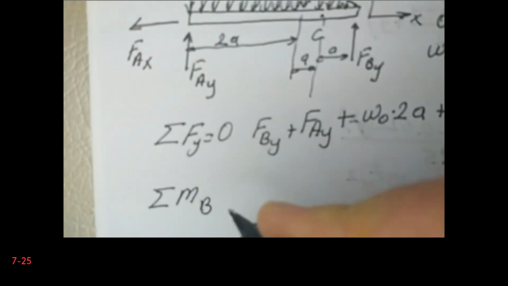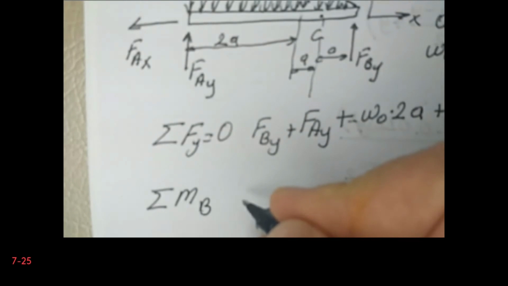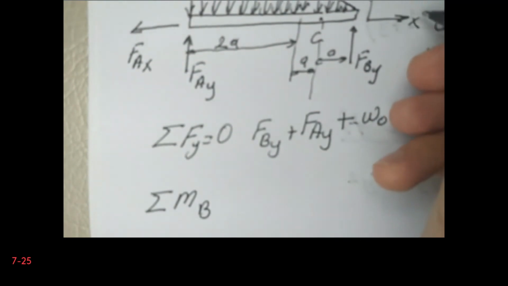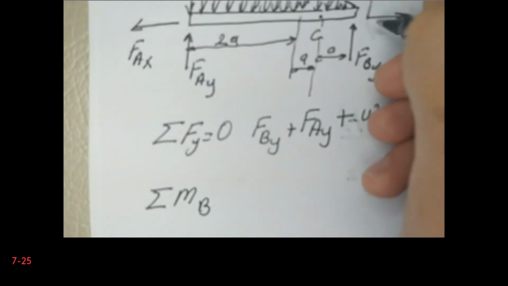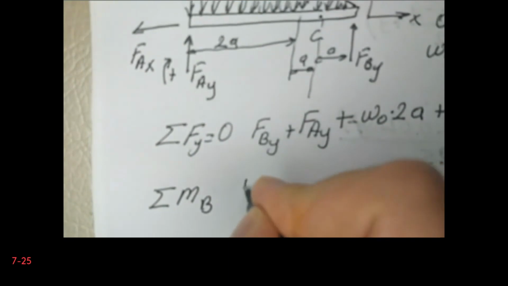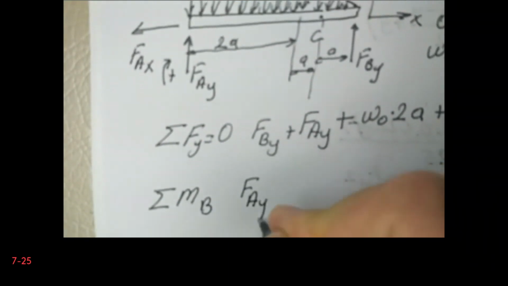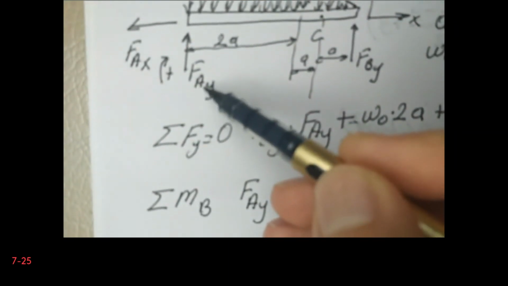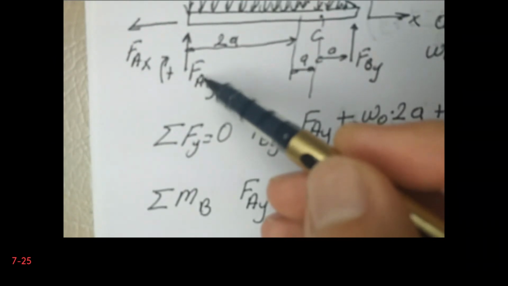Therefore, I can choose any direction as positive, it doesn't matter. So I will consider the clockwise direction as positive for the moment. So first is the moment of the Fay, multiplied by 4a.